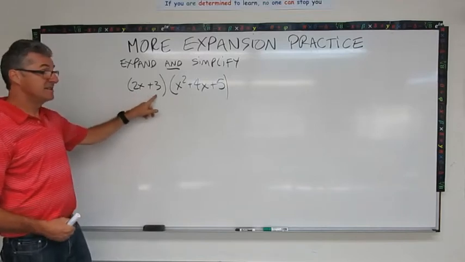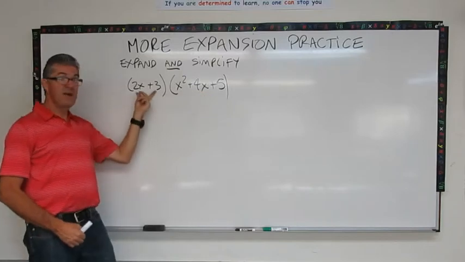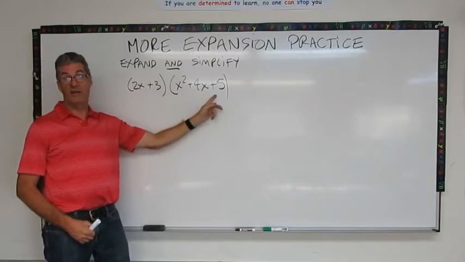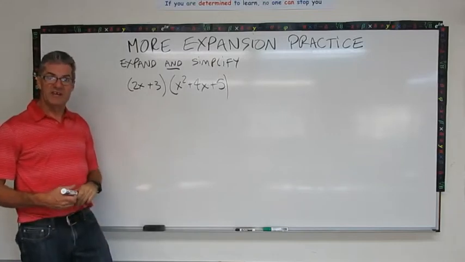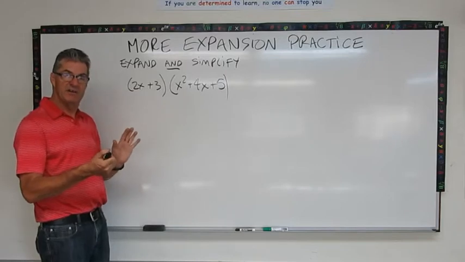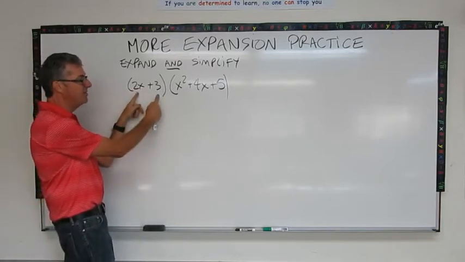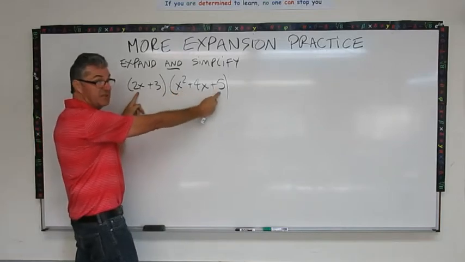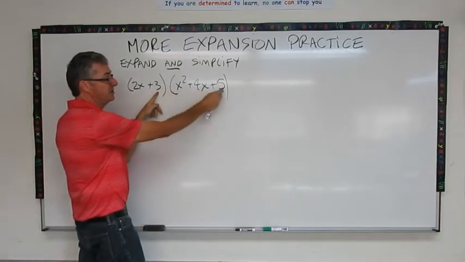2x plus 3 times x squared plus 4x plus 5. So binomial, and this thing is called a trinomial, 3 for tri. So we're just going to do this. This one is kind of like FOIL, except we've got to keep track of a little bit more. We're going to multiply the first term in the binomial by each of the 3 terms in the trinomial, and then the second the same way by each of the 3 terms in the trinomial.